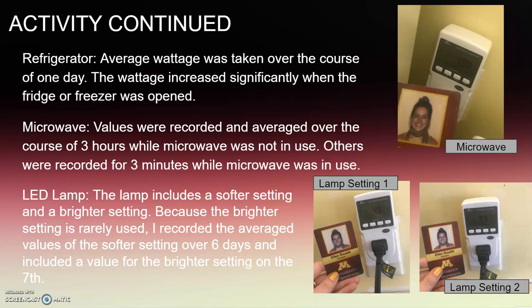For the LED lamp that's in my living room, I decided to measure it a little differently. Because there are 2 different settings, one brighter and one dimmer, I decided to use 6 days and use the dimmer setting because that's the one that we usually use on a day-to-day basis. And then I used my 7th day to record the wattage for the brighter setting.